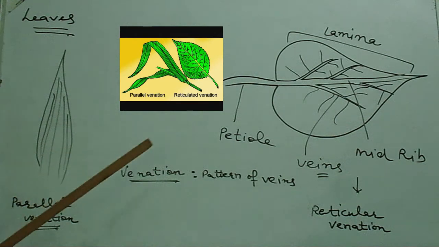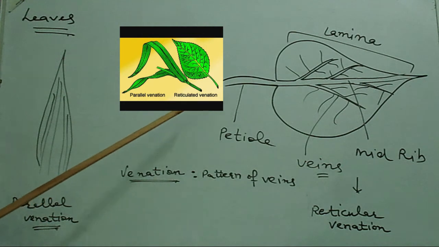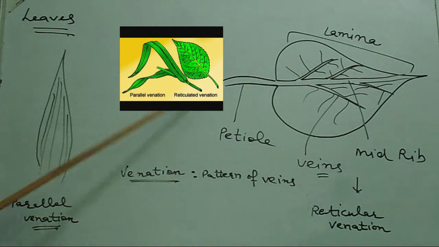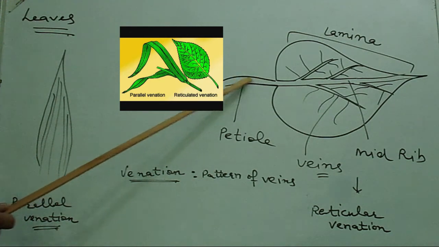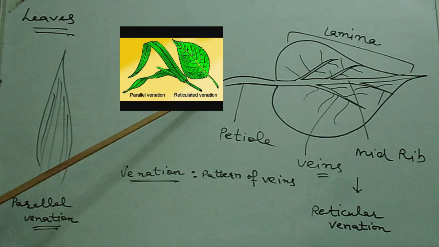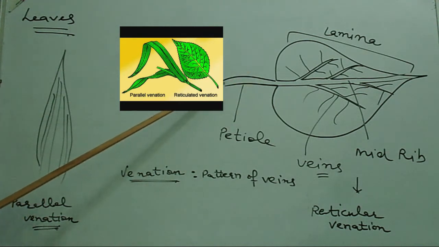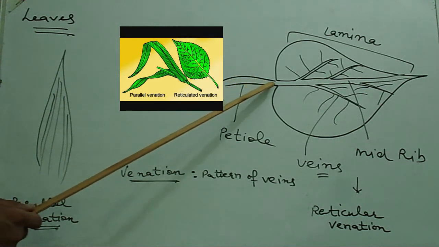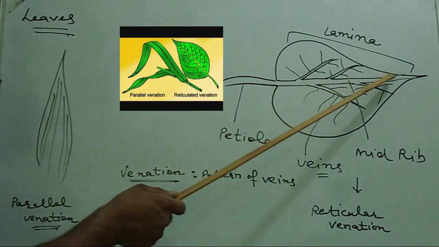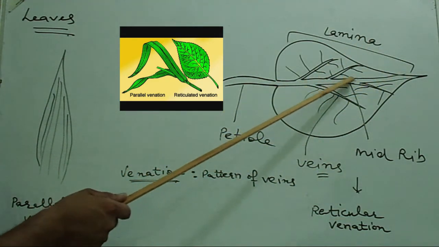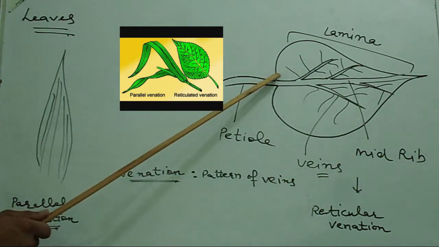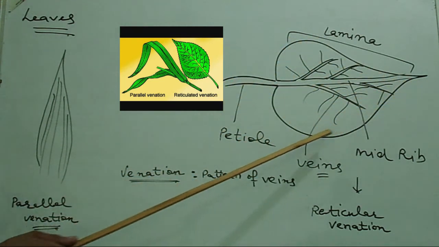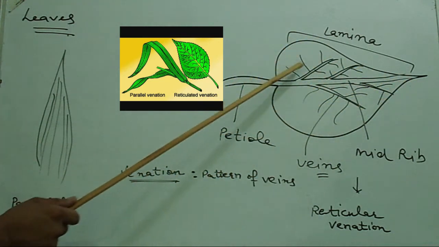So basically, if we see the structure of a leaf, commonly a leaf has one part that is connected with the stem, and that is called the petiole. This continues its journey inside the leaf, and it is called the midrib of a leaf. This is the swollen part of the leaf, and this whole swollen part is called the lamina.